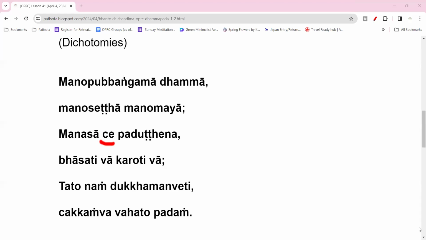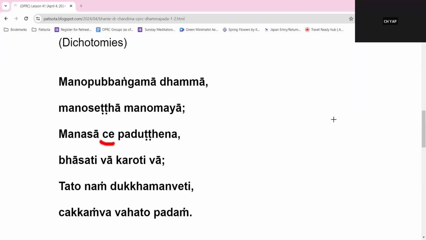Yes, thank you, Bhante. Mano pubbangama dhamma, mano settha manomaya, manasa ce paduṭṭhena, bhāsati vā karoti vā, tato naṃ dukkham anveti, cakkaṃ va vahato padaṃ. Great. Thank you, Bhante.